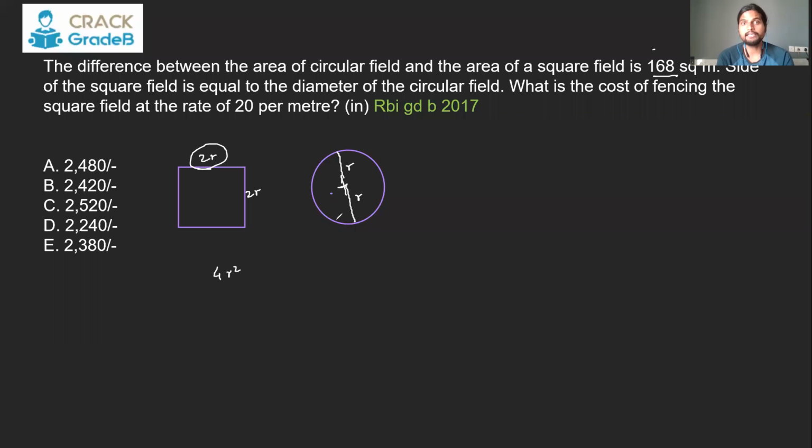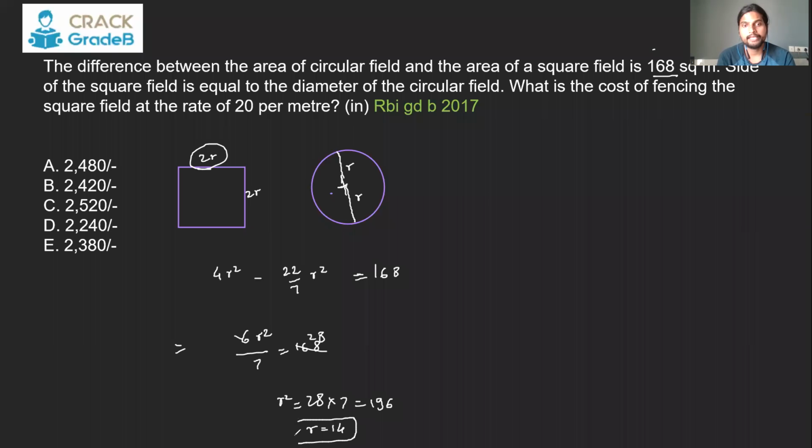What is the area of the circle? You know, that is going to be pi r square. The difference between these two is given as 168. That gets us (28 minus 22) by 7, so 6r square upon 7 is equal to 168. r square is equal to 28 into 7, which is 196. So r will be equal to 14. That means the radius of the circle is 14.